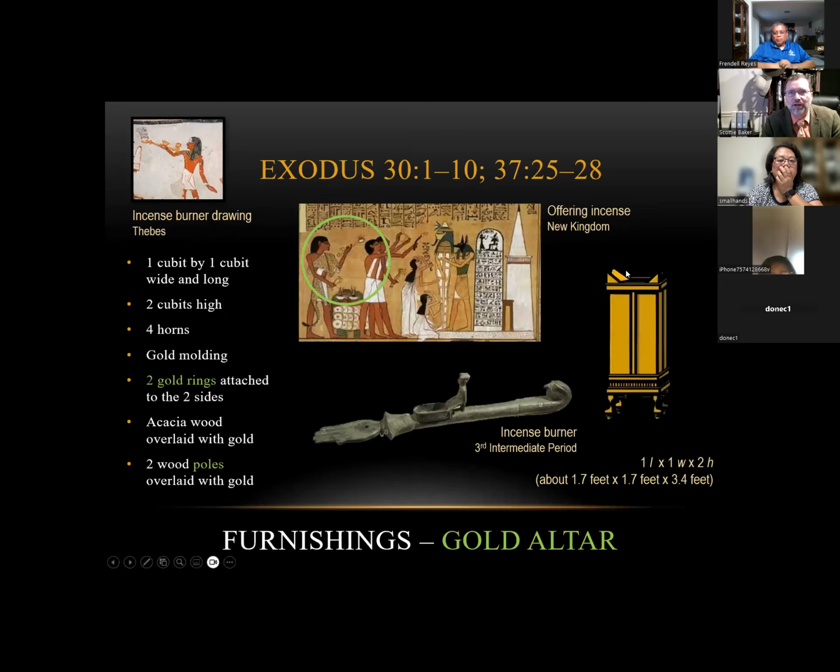I drew a picture of what, by the dimensions, it would look like, with the cylinders underneath it for the poles. This is what an incense burner looked like in ancient Egypt. And you can see one being used here, those kinds of things being used. And so you kind of get an idea what the ancient Egyptians used for burning. That was outside the veil in the holy place.